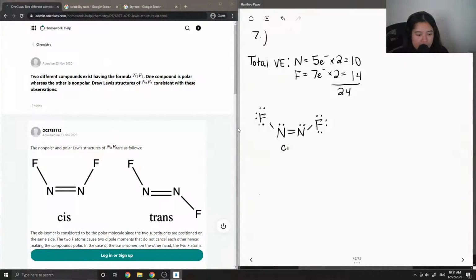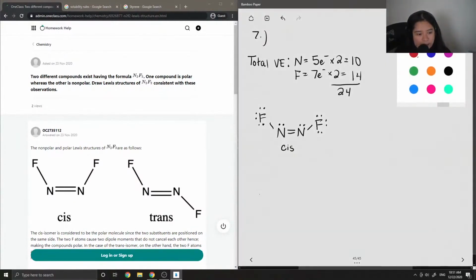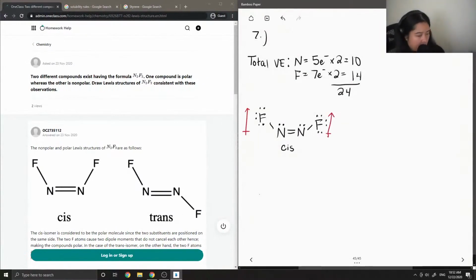And you'll notice that I wrote this structure in the cis configuration, meaning that the fluorines are on the same side of the double bond. So if we remember that fluorine is way more electronegative, there's going to be a non-zero dipole moment going in the direction of the fluorines. So therefore, this compound is polar, since the dipole moments don't cancel each other out; if anything, they're more amplified.